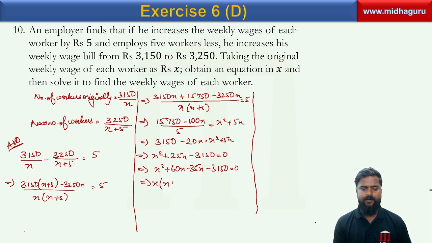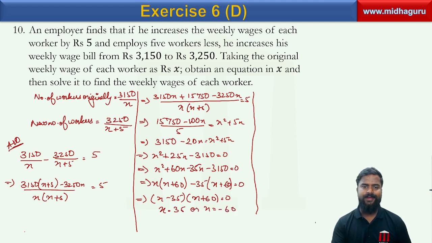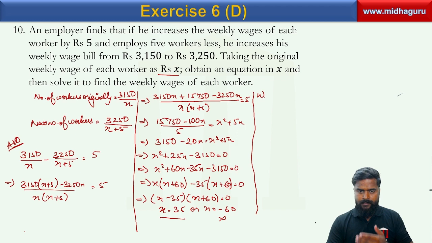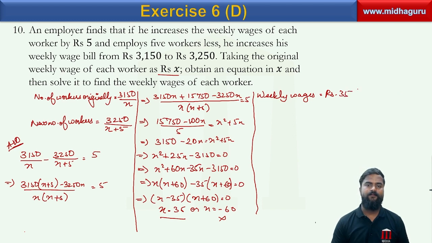So we take x as common, we get x plus 60. Take minus 35 as common, again we get x plus 60. So now we have x minus 35 into x plus 60 equal to 0. So x is either equal to 35 or x is equal to minus 60. Since x in the question is rupees, the value of money, it cannot be negative, so the value will be 35. So the weekly wage of each worker is rupees 35.